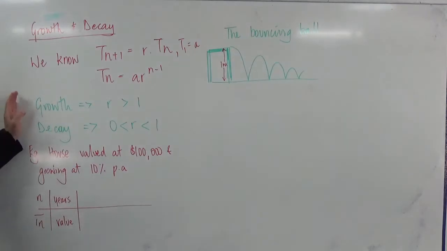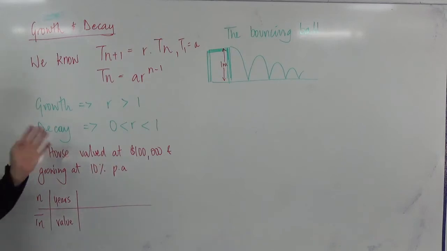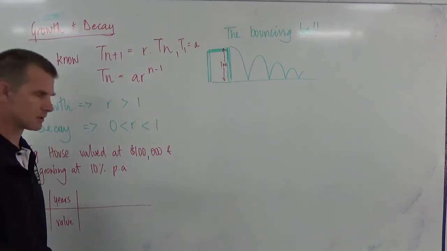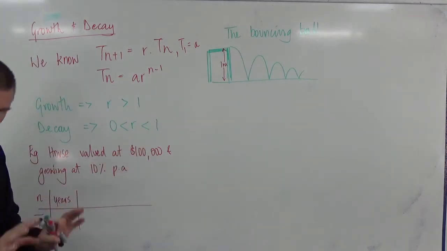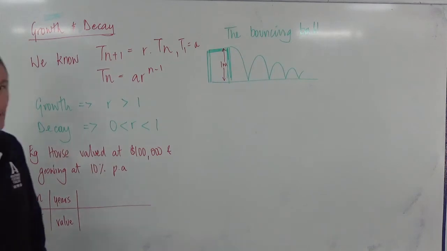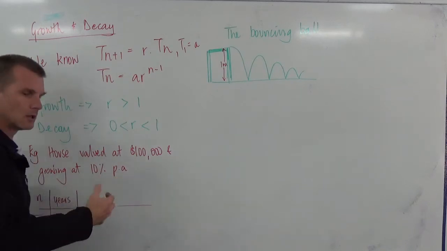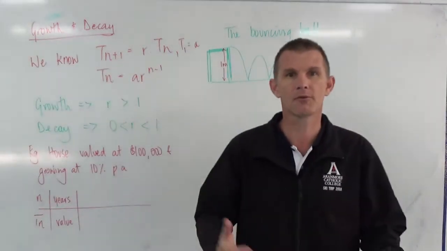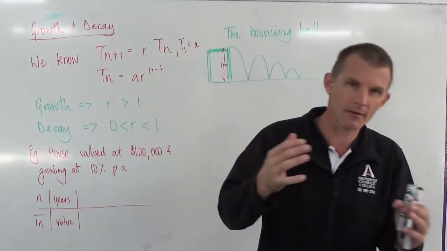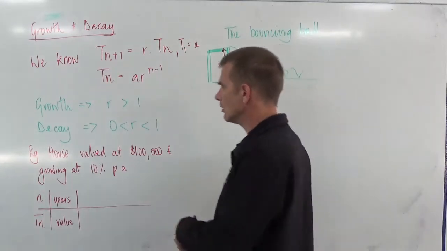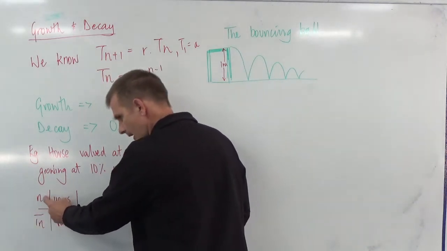Right, back here, growth: greater than 1, decay: between 0 and 1. Here's a practical example, and it's only just one example, but you'll find ones like this in your book. We've got some house or some unit and it's valued at $100,000 right now. And we know, maybe not in these corona times, that it's growing at 10% per annum. So after 1 year, it's going to be worth 10% more. After another year, 10% more of that. After another year, 10% more of that. So, see N, it's a bit like X and Y here, but see it as N and Tn.